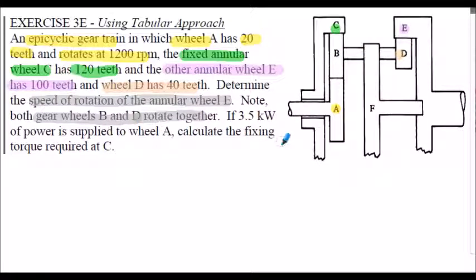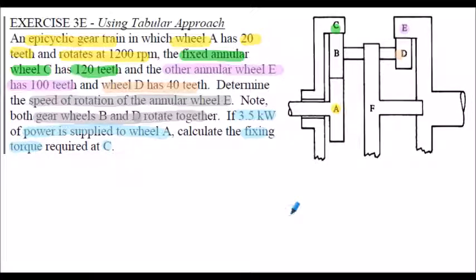Up to that stage, what you're going to do is go through it and find unknown teeth that might be missing in the analysis. So you want to find the teeth on gear B, for example, and go through the velocity ratio approach with your table, work out your relationships, and answer the first part of the question to find the speed of gear wheel E. And then when it says about calculating the fixing torque, notice they give you a power that's supplied to gear wheel A. So we've got an input power.